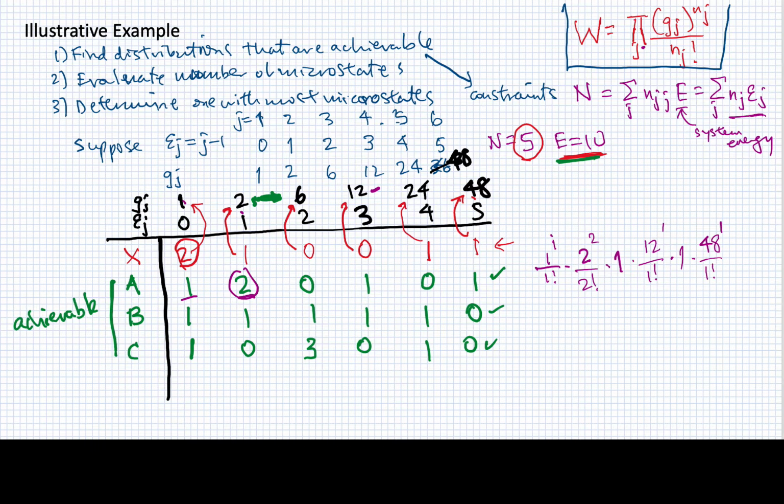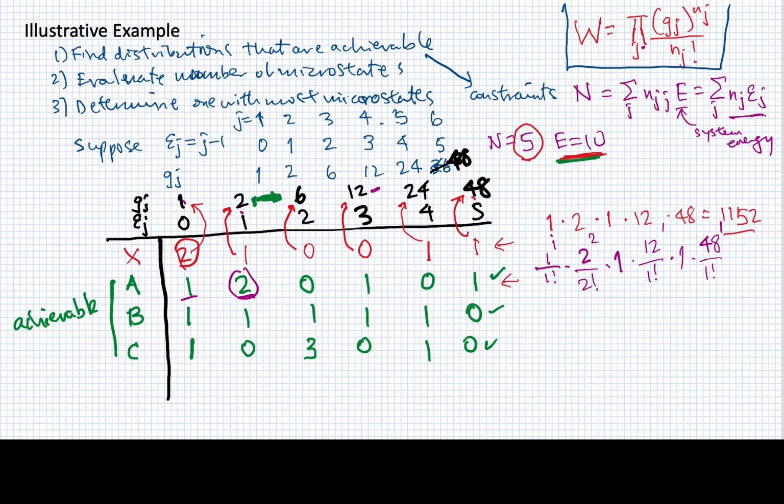So you can see that in constructing all of this, this first factor is going to give me 1 over 1, so that's 1, times 4 over 2, that's 2, times 1, times 12 over 1, that's 12, times 48 over 1. So if I do all of that calculating, I would find that I have 1,152 different microstates that are associated with distribution A.